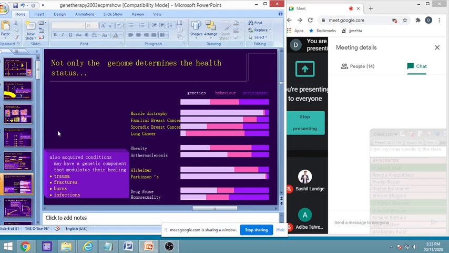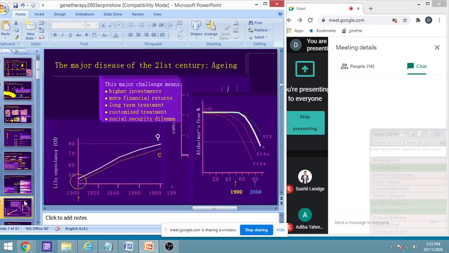Now we'll see the major diseases of the 21st century. Aging will be one of the problems. The people will be aging faster, and there will be a death rate. Then the diseases will be occurring more at a later age, and they will be more.